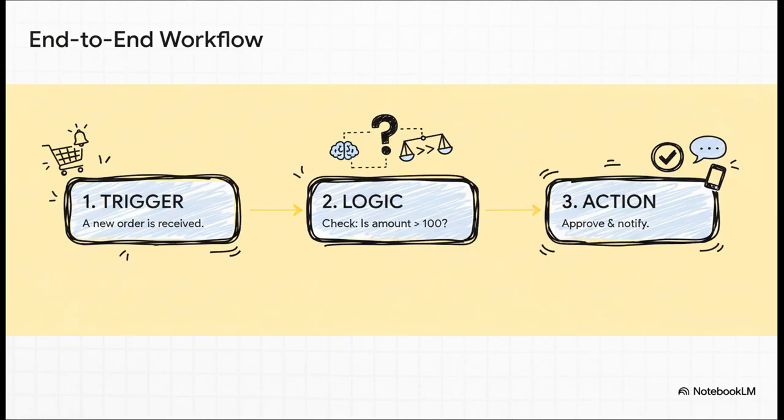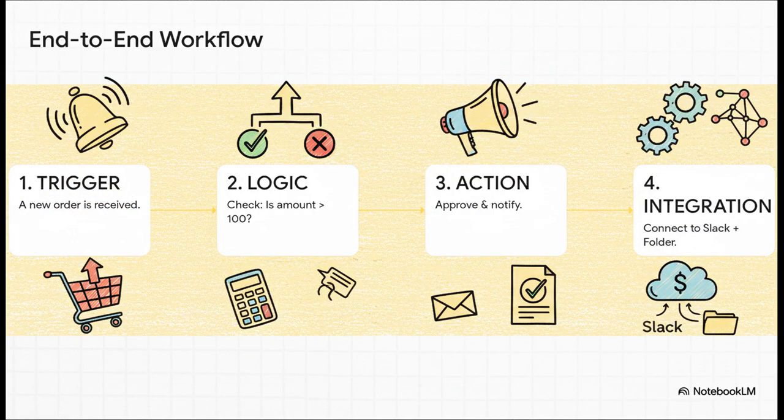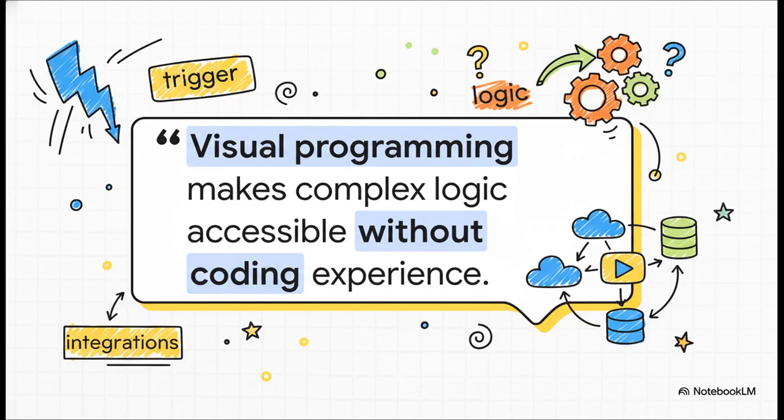The agent now moves on to the action step, doing exactly what it was built to do. It marks the order as approved in our system and then crafts a quick, simple notification message for the team. And finally, the integration step delivers the results. Using those pre-built connections, the agent zaps that notification directly into our team's Slack channel. And at the very same time, it saves a PDF of the order into a shared folder. The entire process, from a customer clicking buy to our team being notified, is done in seconds. Just flawless.